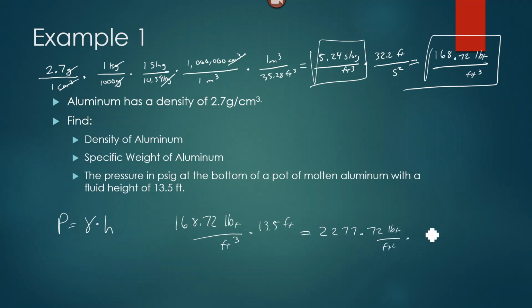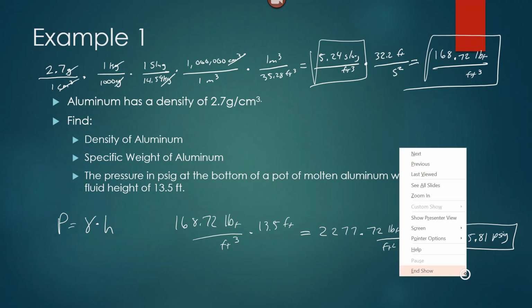Of course, then we have 1 foot squared divided by 144 inches squared, which equals 15.81 PSIG. So there is our final answer there. So, next question.